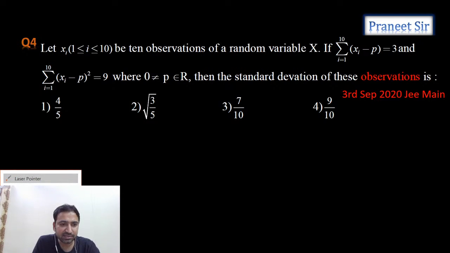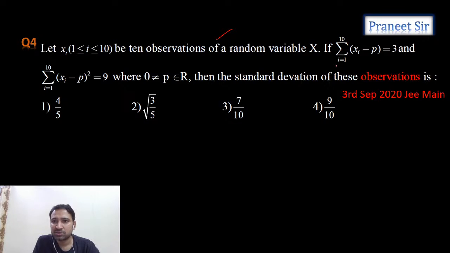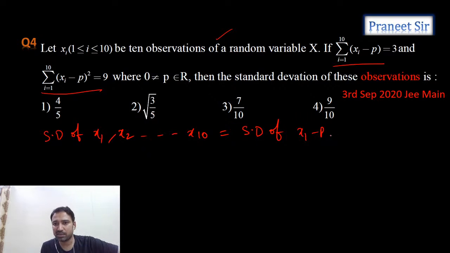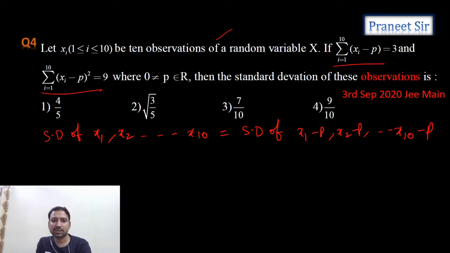So these 10 observations, x1, x2, x3, so on up to x10. So this is given and this is given. Then the standard deviation of these observations. So tell me, guys, he is asking the standard deviation of x1, x2, so on up to x10, but it is the same as the standard deviation of x1 minus p, x2 minus p, so on up to x10 minus p. Why? Because just now we discussed that variance and standard deviation will be the same if you subtract a constant from each and every observation. Correct or not?